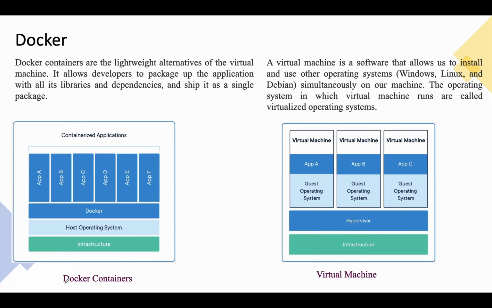There are two pictures. On the left are the Docker containers and on the right is the virtual machine. So what's the difference between the virtual machine and the Docker containers? A virtual machine is software that allows us to install and use other operating systems such as Windows, Linux, and Debian simultaneously on your machine. The operating systems in which a virtual machine runs are called virtualized operating systems.